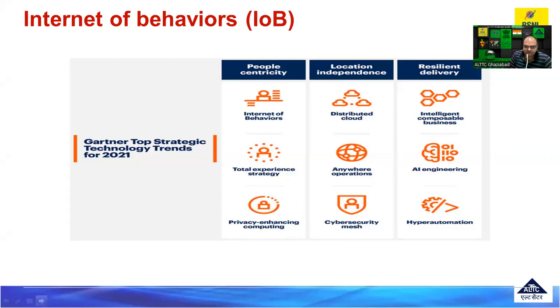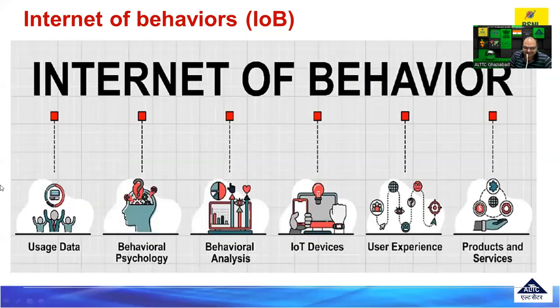But if this course were dedicated to Internet of Behavior, then I would cover the entire thing. So I'm skipping this. User data and behavioral psychology will be there. After that, behavioral analysis is there. That is the difference. In case of IoT, we directly take the data and send it for collection and analysis. But in case of Internet of Behavior, there is user data, behavior psychology, behavior analysis, then IoT devices, gateways and other things, then user experience, and the product and service will be formed according to that.